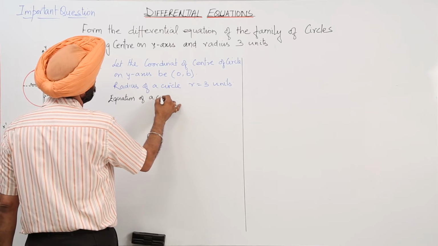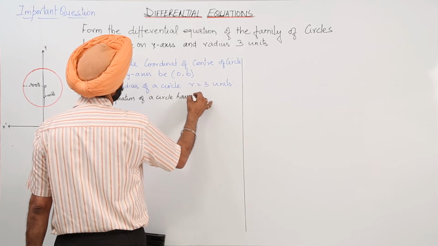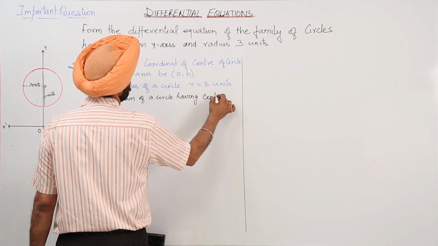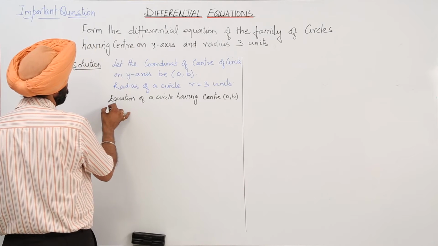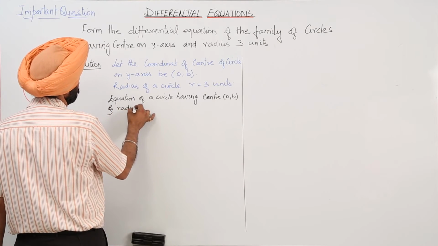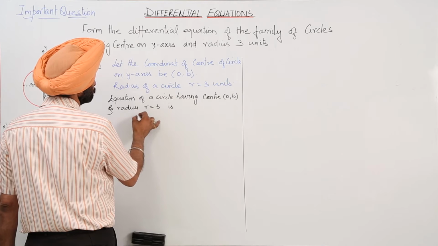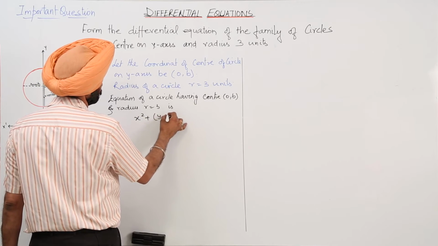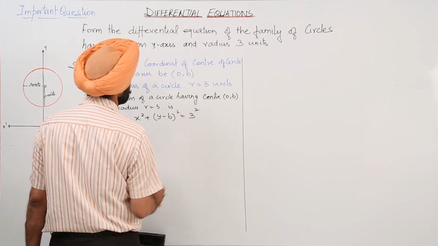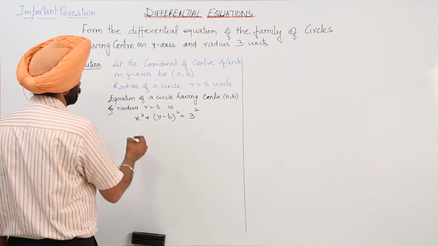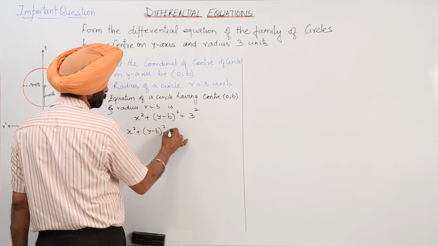Equation of a circle having center (0, b) and radius r equal to 3 is x square plus (y minus b) whole square is equal to 3 square. x square plus (y minus b) whole square is equal to 9.